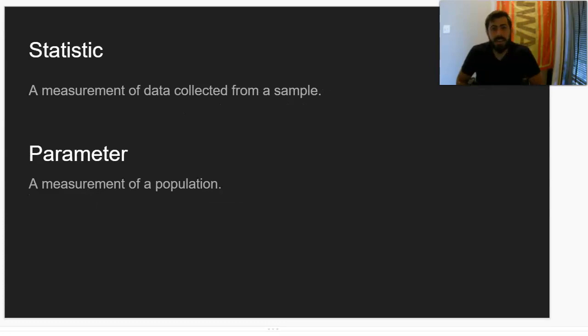Next, we have a statistic. This is something that we need to know. A statistic is a measurement of data collected from a sample. For example, the proportion of right-handed people in my sample is 2/3. That is a statistic. A parameter is a measurement of the population. So an example of that would be 2/3 of San Antonio are right-handed. That would be a parameter because San Antonio is the entire population. I'm making a statement about the entire population.